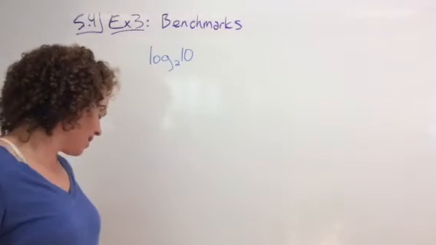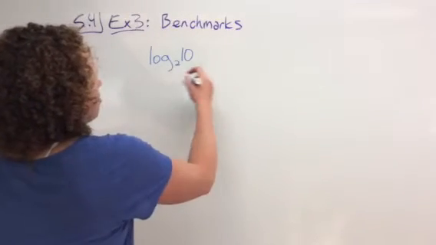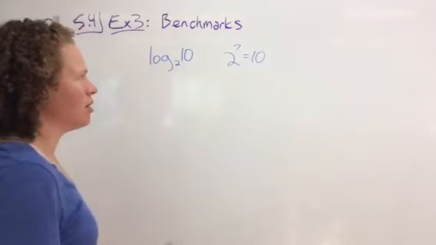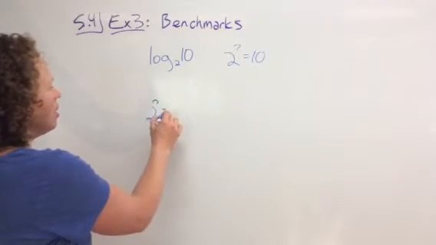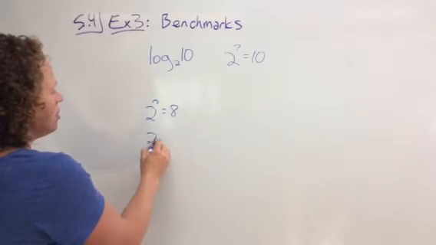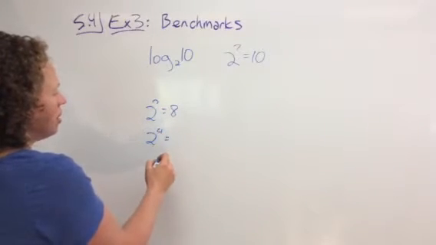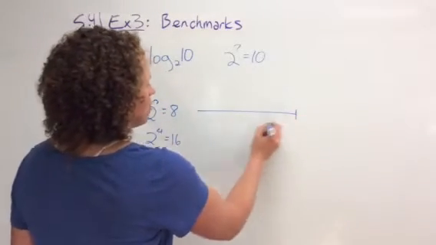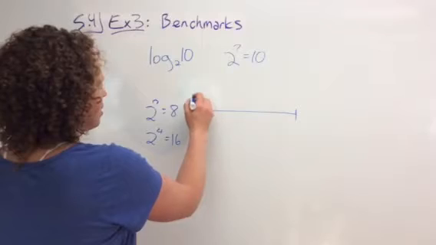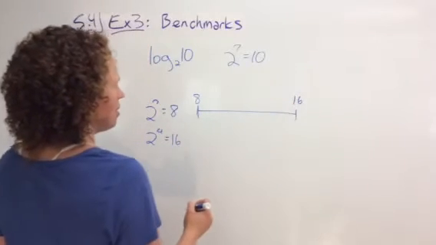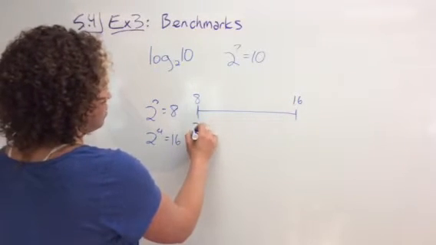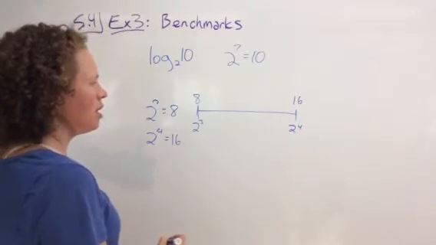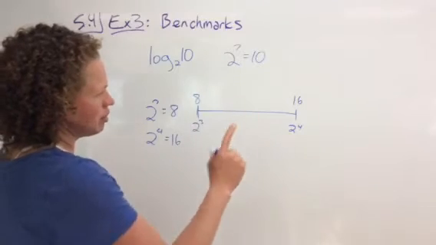So let's get started. 2 is the base. 2 to the power of what equals 10? Well, I know that 2 to the power of 3 equals 8, and I know that 2 to the power of 4 equals 16. If I make myself a number line with 8 and 16 here, and 2 to the power of 3 here, and 2 to the power of 4 here, then I can chunk these up a little bit and figure it out.